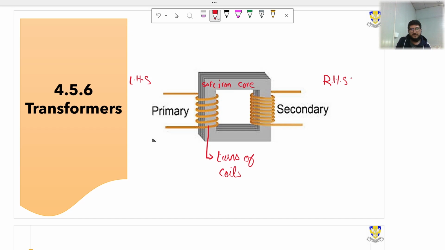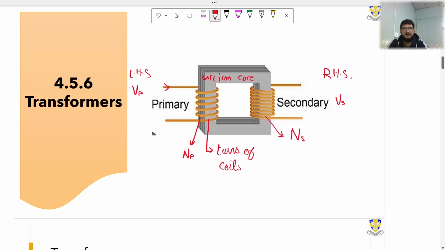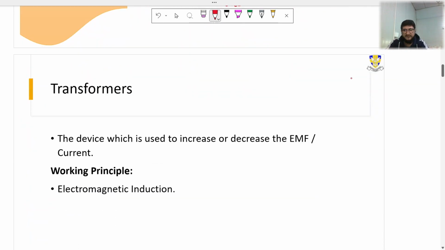At this part, we are providing some initial voltage, which we call VP, and at the secondary coil, we will get the output, which is represented with VS. The number of turns in the primary coil is represented with NP, and the number of turns in the secondary coil is represented with NS. So these are a few things that you should know before we move further into the topic.